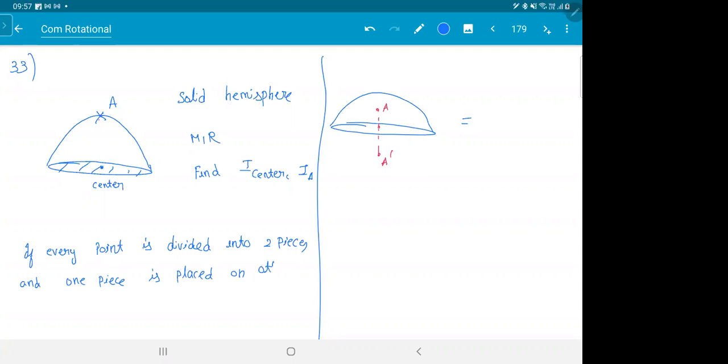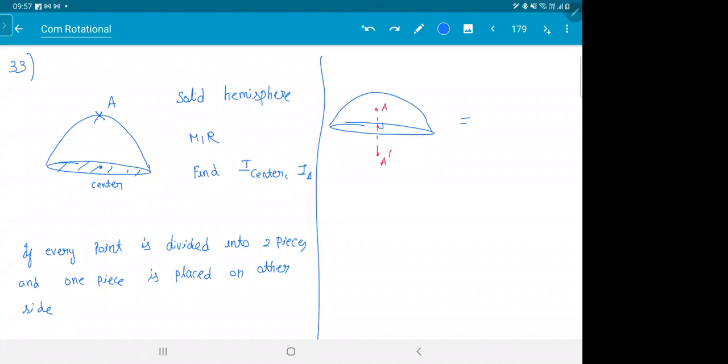Did the perpendicular distance change? No, no. Remember, we tell you every time, as long as you keep the distance the same, the moment of inertia doesn't change. Meaning, suppose if I take B here, I will put it here. So what I'm trying to do is, this way I can construct a full sphere.